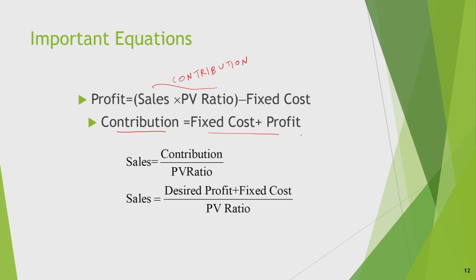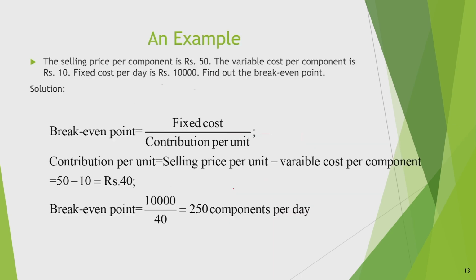I have already told that fixed cost we can say is equal to contribution minus profit. Various ways you can write the same equation. So, sales is equal to contribution by PV ratio, that also is a formula. So, sales is equal to desired profit plus fixed cost, divided by PV ratio, because contribution is desired profit plus fixed cost.